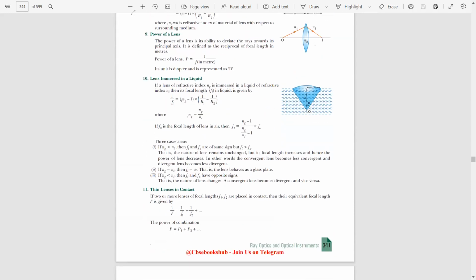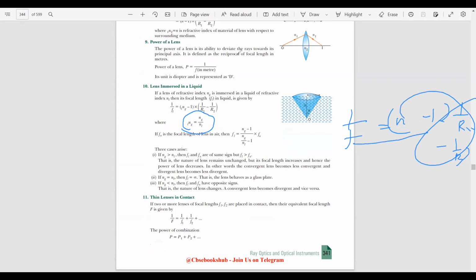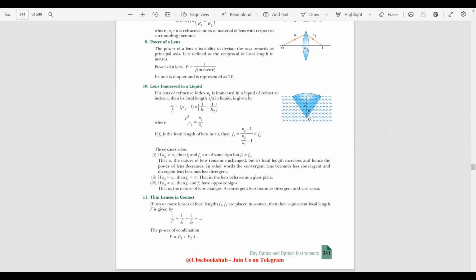Lens immersed in a liquid. So it will be a change in media, simple. The refractive index will differ because we are keeping it inside some liquid. So 1 by f equals (n of liquid minus 1). Again, the formula is the same, 1 by R1 minus 1 by R2. This formula is the same. What is changing? Only this one.